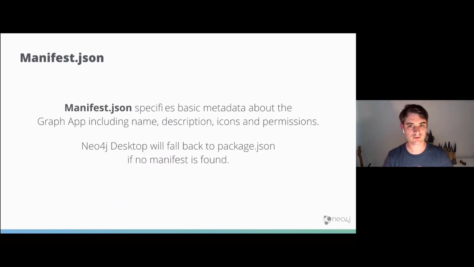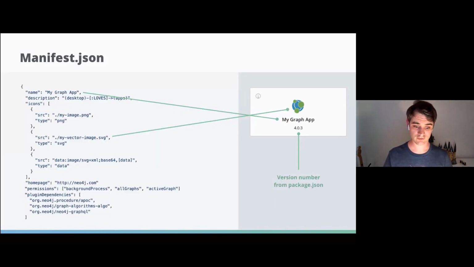So the next thing we have is sort of similar to a progressive web app, a PWA. So we have a manifest.json. This holds some basic metadata, which is read by Desktop, and then is used in the display of the graph app inside Desktop. Any values inside this file will overwrite anything defined in package.json. So for example, if you have the Neo4j Desktop key and then the API version, then the manifest will overwrite the package.json.